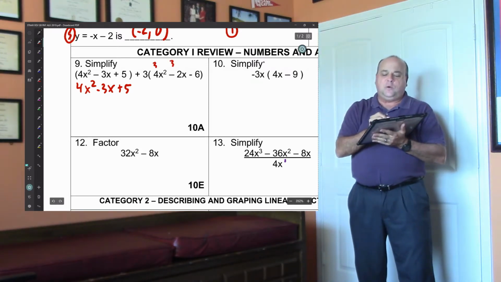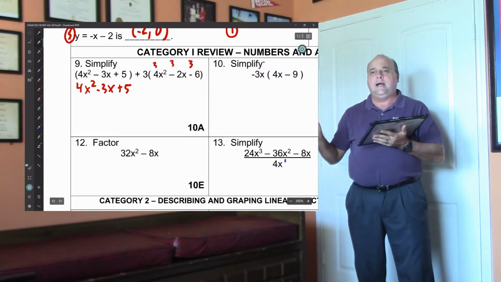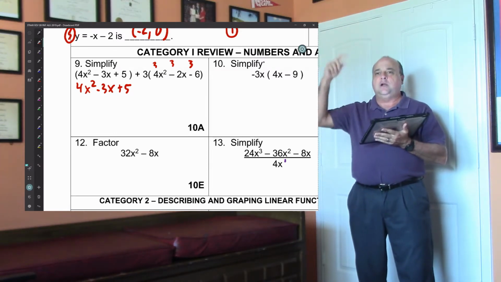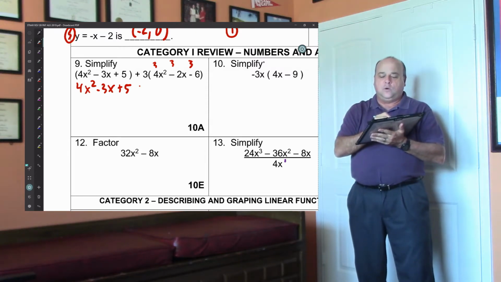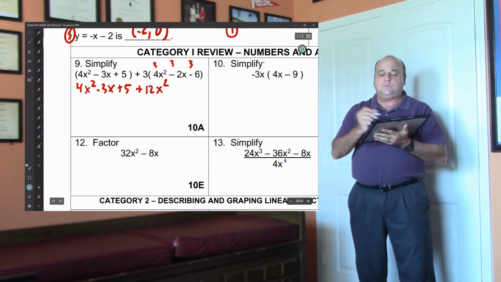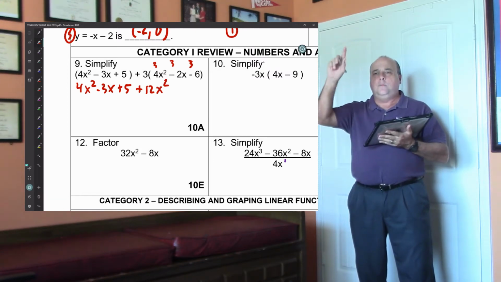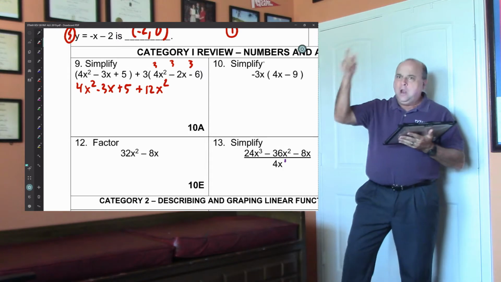Now then on the next parentheses, we're going to bluebell truck the 3, right? So there's 3 3s. We're going to do sign, number, letter, exponent 3 times. A 3 times a 4 is a plus. 3 times 4 is 12. My letter's X, my exponent's 2. So sign, number, letter, exponent. Go to the next step.